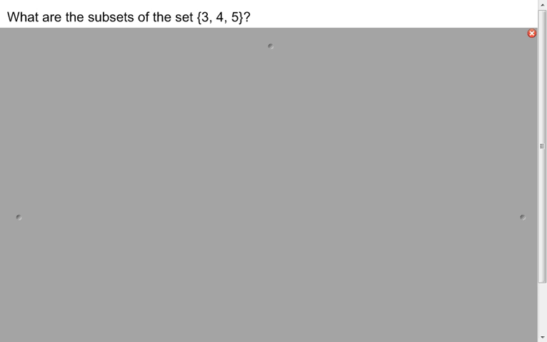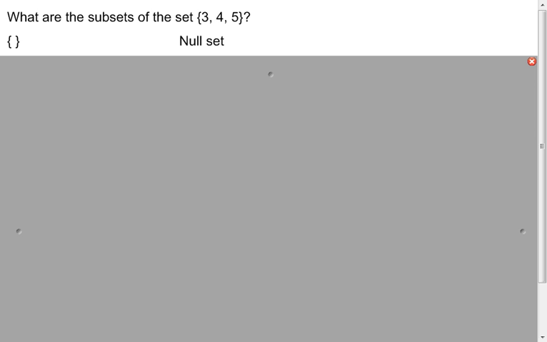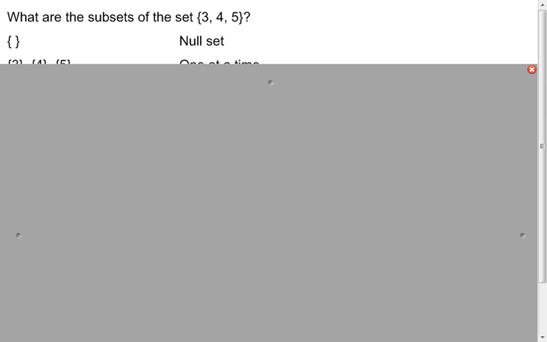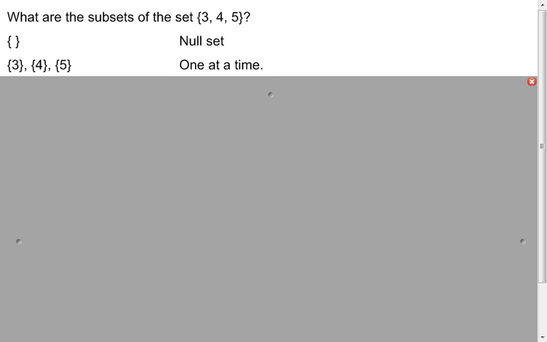Here's an example that's in your book, but I want to mention it anyway. It says, what are the subsets of the set 3, 4, 5? So I'm starting with 3, 4, 5, and I'm trying to pull things out of it. Well, we just said that the null set is a subset of everything, so I can take out nothing from 3, 4, and 5. I can take each number out one at a time. So 3 would be a subset, 4 would be a subset, and 5 would be a subset. I pulled them out one at a time.